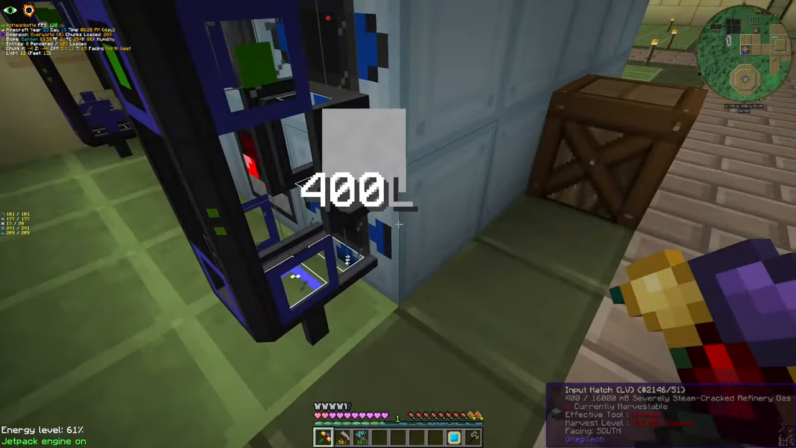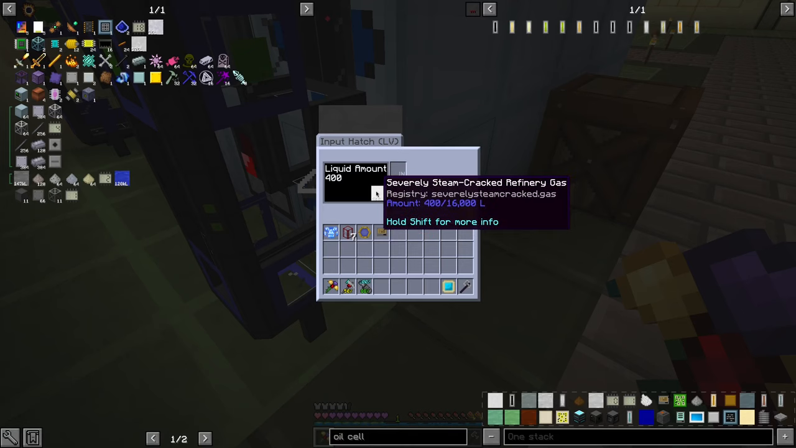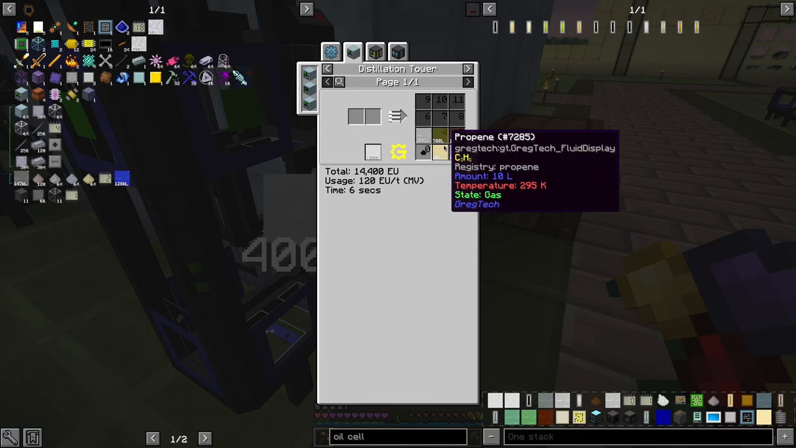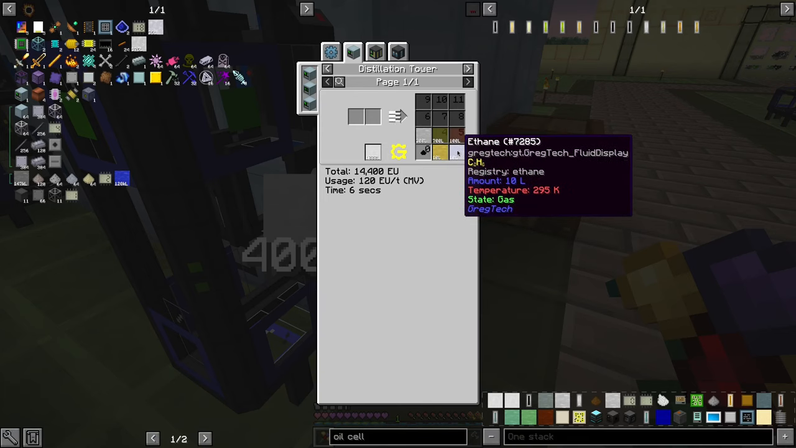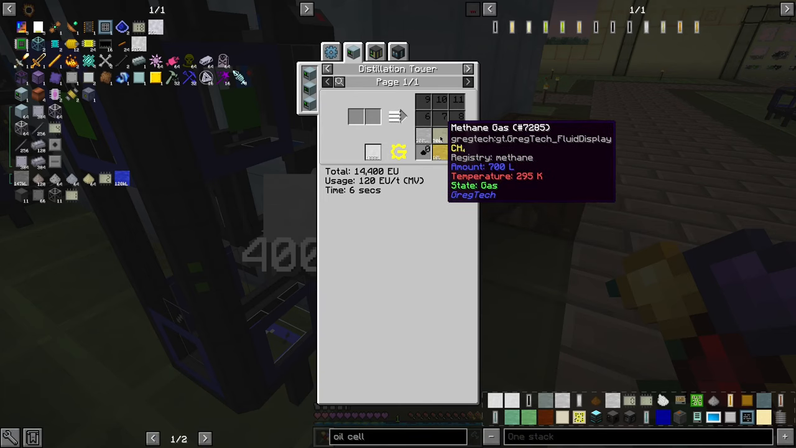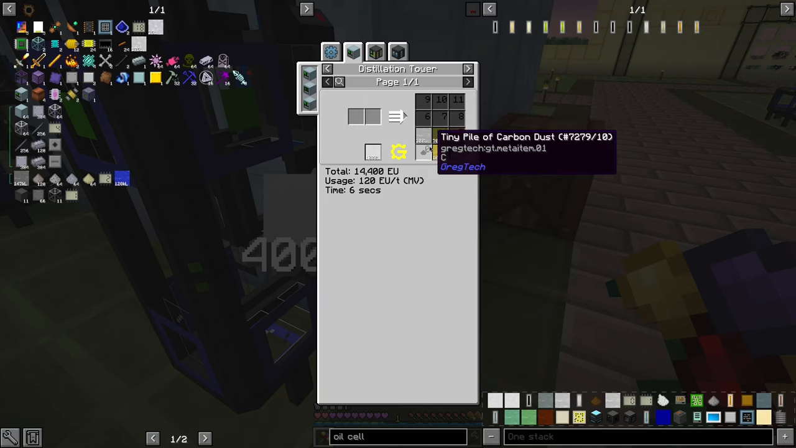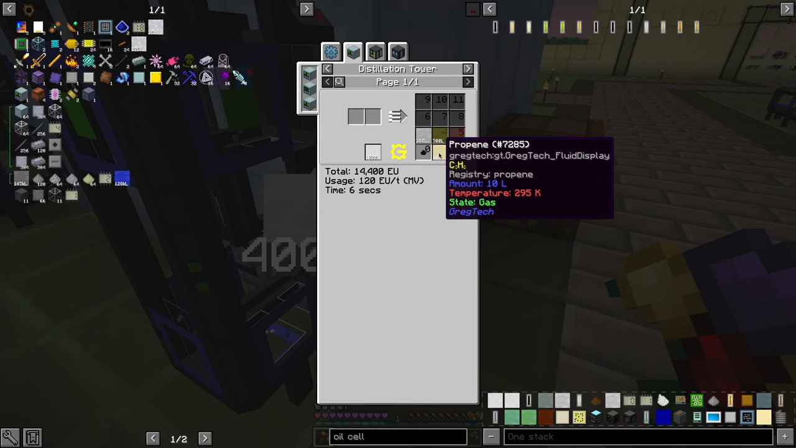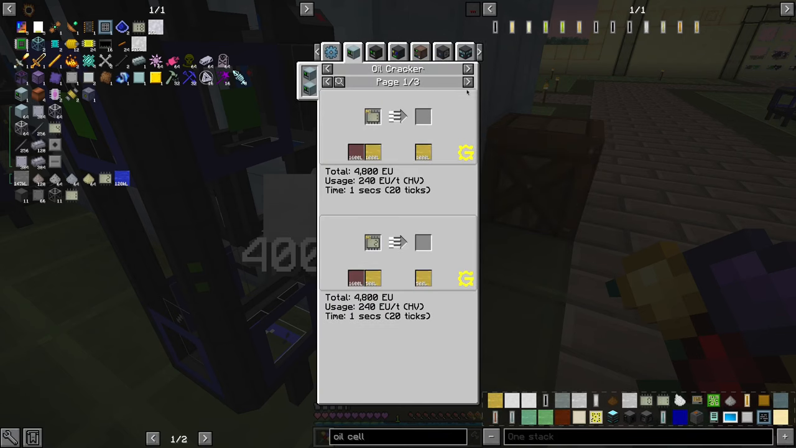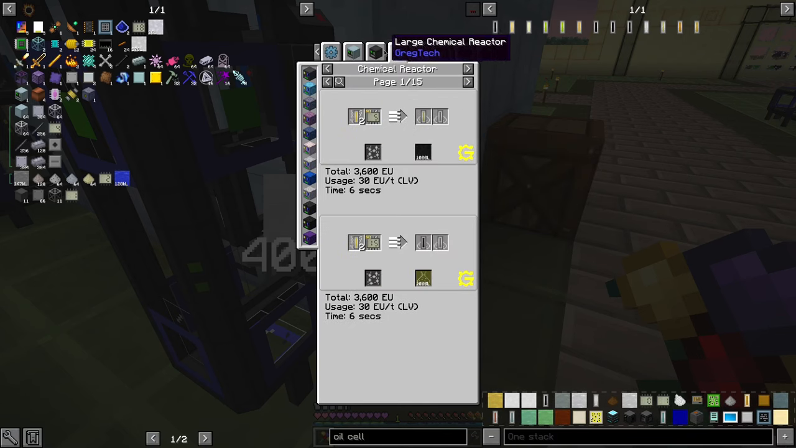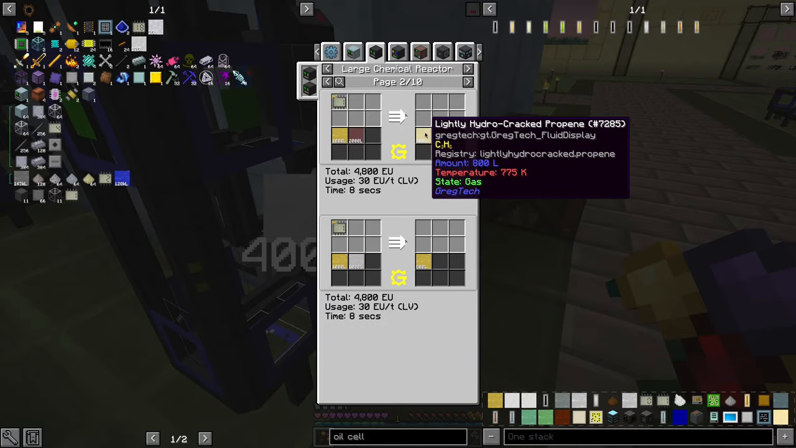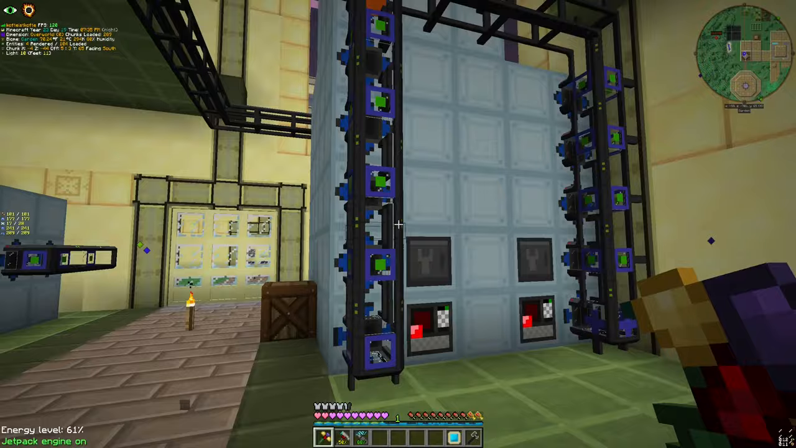And then we are coming to this guy. Refinery gas. Severely steam cracked refinery gas. So with the distillation tower, we get propane, ethane, ethylene, methane, and helium. Also carbon dust. This guy is the main source. Also, I think we want, but also we need this guy too, for some stuff. Yeah, it's going to be used a lot.